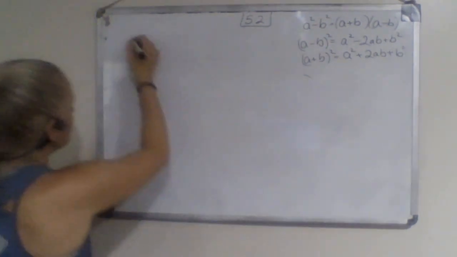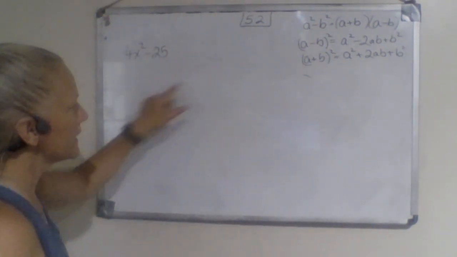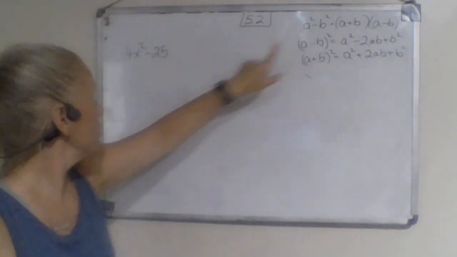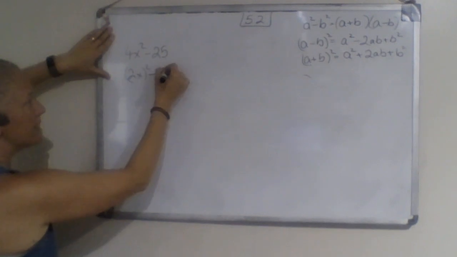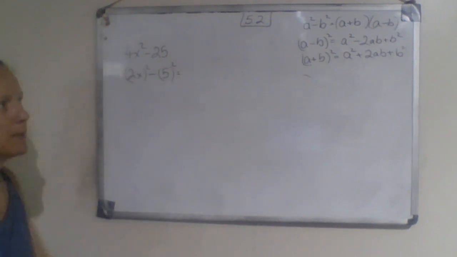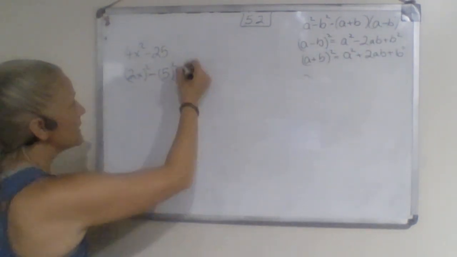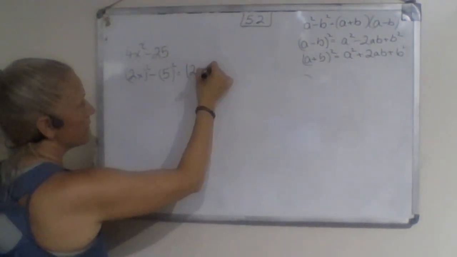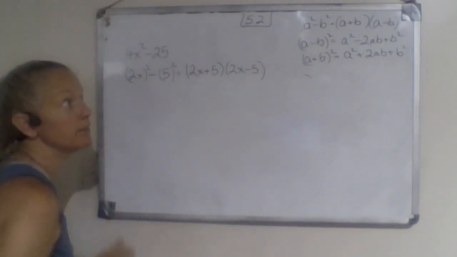Let's look at this. 4x squared minus 25. This applies to this, okay? 4x squared is 2x all squared, minus 25 is 5 all squared. Why is this nice? Because this formula solves it for you. You don't have to think of two numbers. This literally becomes (2x plus 5)(2x minus 5). And it's called the difference of squares.